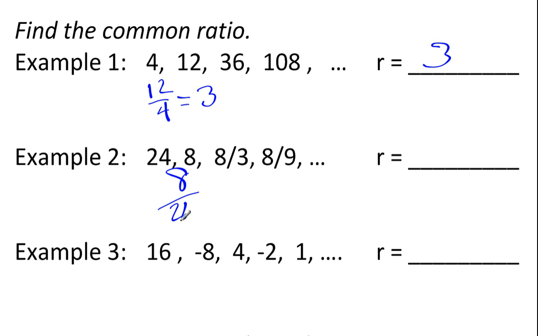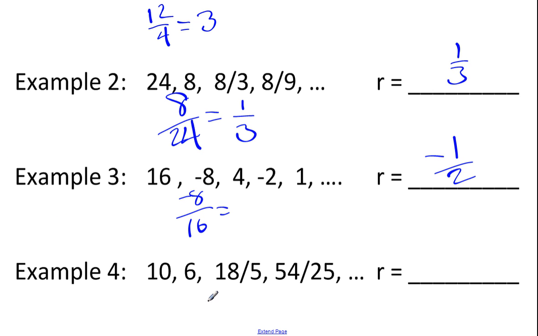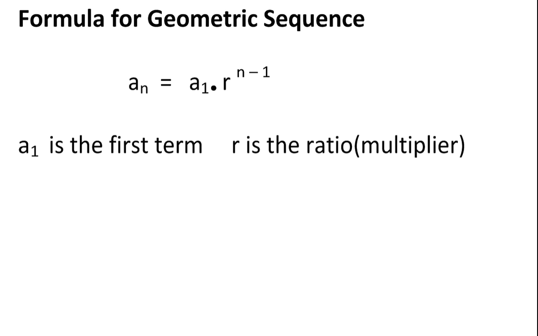8 over 24, well, this is where 8 goes into 24 3 times, so it's not 3, it's 1 over 3. Negative 8 over 16 is going to be negative 1 half. And who's hiding down here? 6 over 10. Divide them both by 2 to get 3 over 5. So 3/5 for our common ratio.